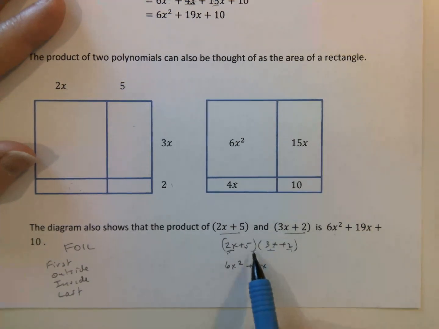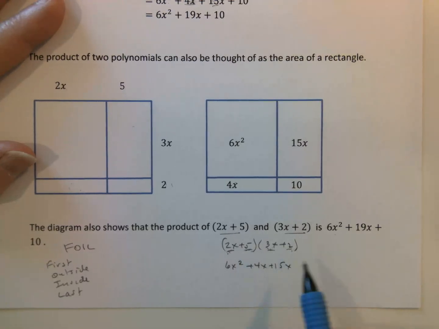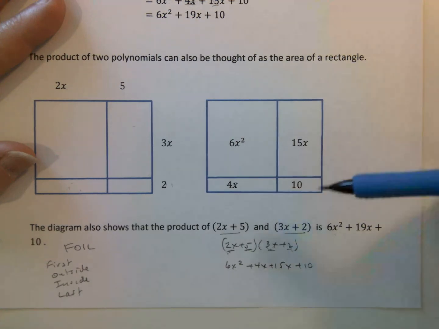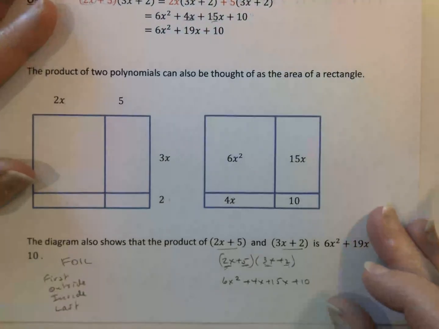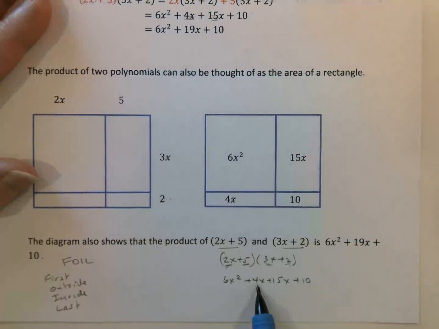Then I have inside, these are my two inside terms, the 5 and the 3x. I multiply those, and I get 15x. And then these are my last terms, the 5 and the 2. Multiply those, I get 10. Notice this is the four terms that I got up here when I did these two different methods. I then add my like terms, which are the two in the middle, and I end up with 6x squared plus 19x plus 10.